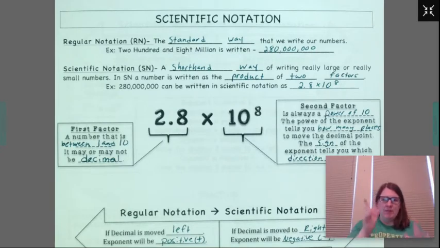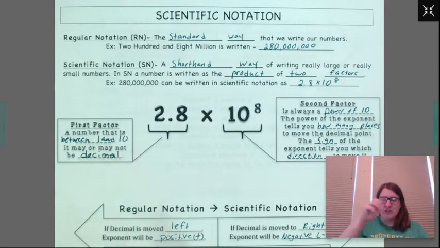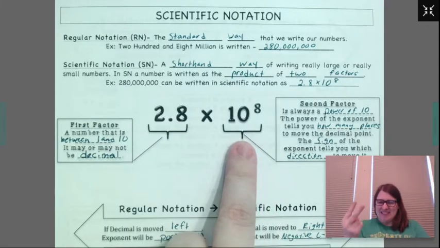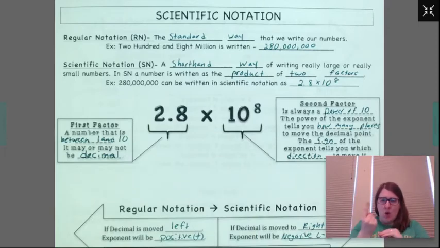Okay, so I'm down to the part with the 2.8 times 10 to the 8th. This first factor is a number that is between 1 and 10. It may or may not be a decimal. My second factor is always a power of 10. The power is an exponent that tells you how many places to move the decimal point.